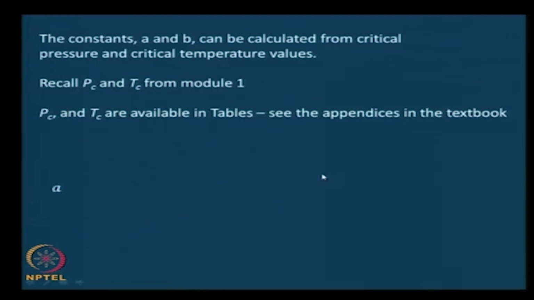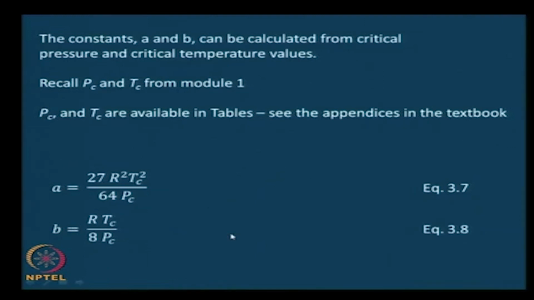Now let me present this first. A in the van der Waals equation can be written as 27 R squared Tc squared, where R is the gas constant and Tc is the critical temperature, divided by 64 Pc. We will call this equation 3.7, and B equals R Tc by 8 Pc, equation 3.8. Therefore, the constants A and B can be calculated from the critical pressure and the critical temperature values.